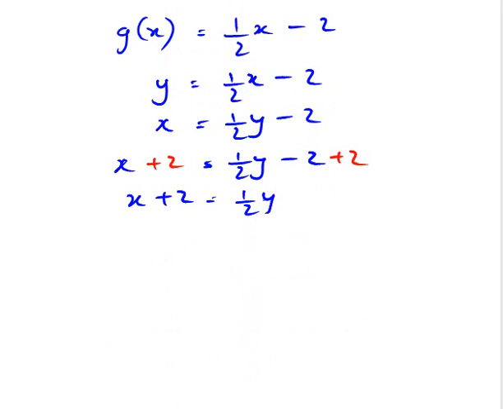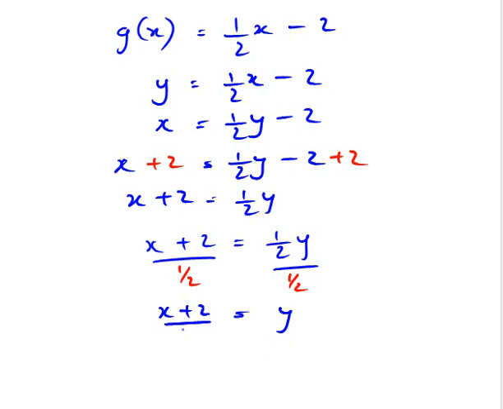Well, it's a half multiplied by y, so yes indeed, the opposite of multiplied by a half is going to be divide by a half. Remember, everything on both sides of the equation has to be divided by the half. And of course I divide both sides of the equation by a half. Those 2 halves will cancel, so I'm left with y on the right hand side, and I'm now left with x plus 2 over a half.